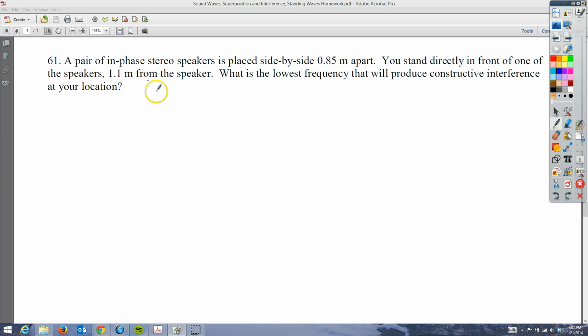We're just making the wave very big. And so at this point, what we need to do is we've got the two speakers, and they've drawn this picture here. They are 0.85 meters apart, and you are standing 1.1 meters away, and you're right in front of one of the speakers. You're right there.